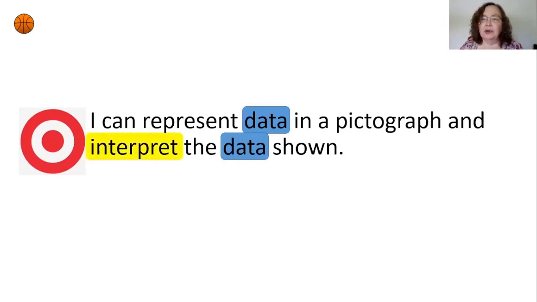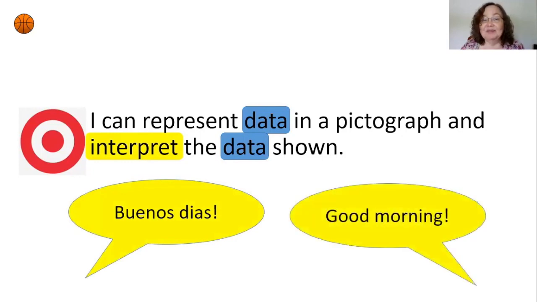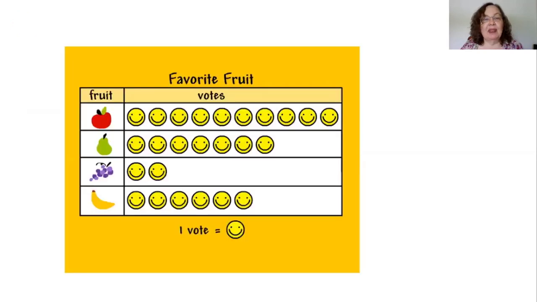That word interpret. Well, if I said to you, Buenos dias, I could interpret it as good morning. So I'm making sense of what I see. And the last thing is a pictograph. And so a pictograph is a graph using pictures. But let's go on. Here is a pictograph.